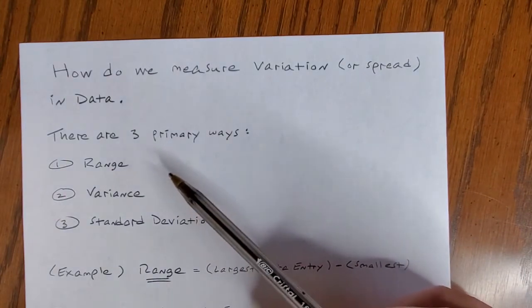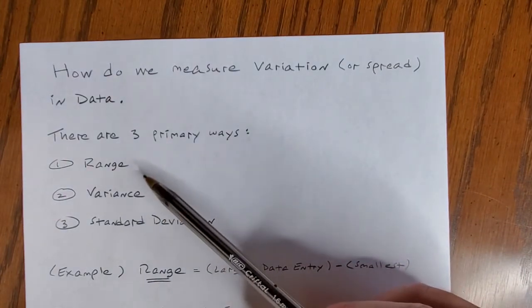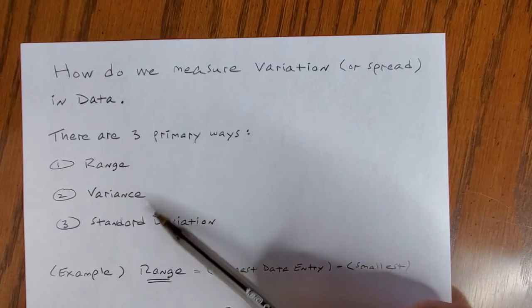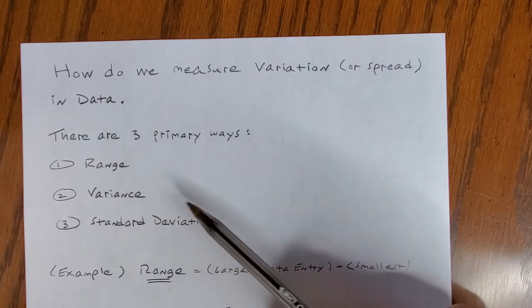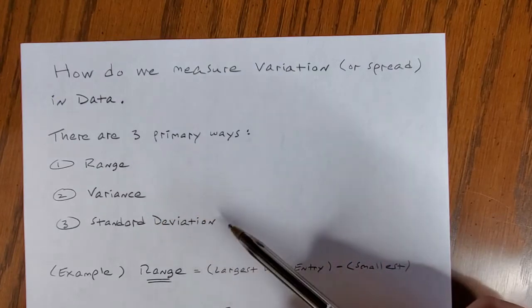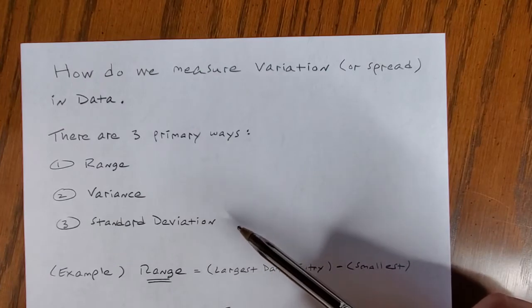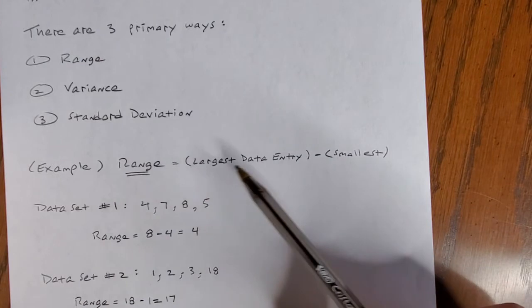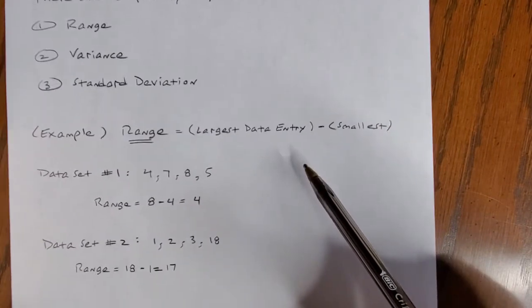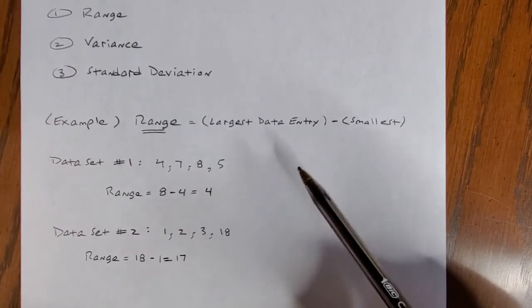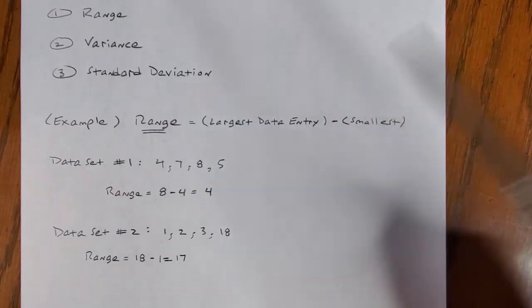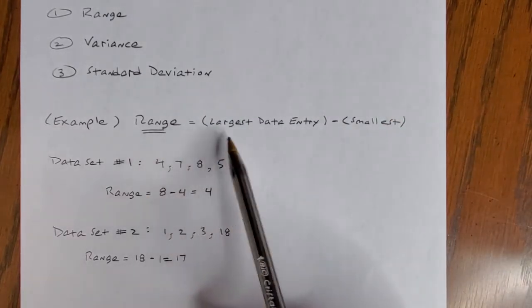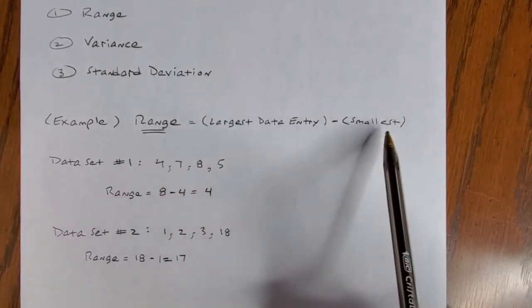The range, and then the range is fairly simple, I would say. And then two other things that can be a little complicated: variance and standard deviation. Okay, so the range is the one you may have already thought about, and that I hinted at on the last page. But the range of a data set is the largest data entry minus the smallest.